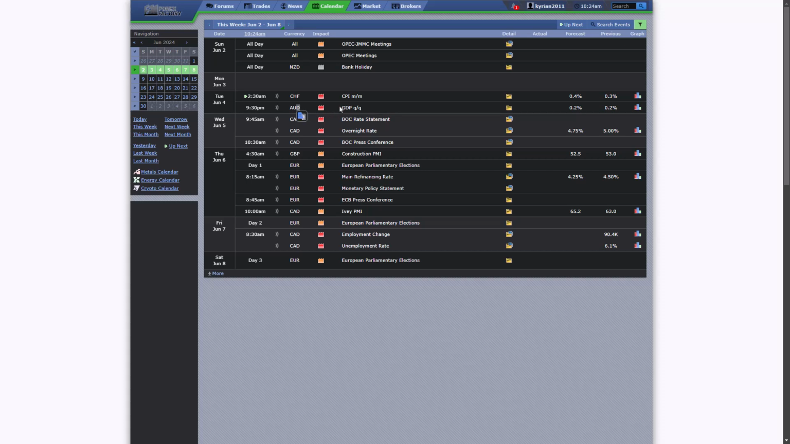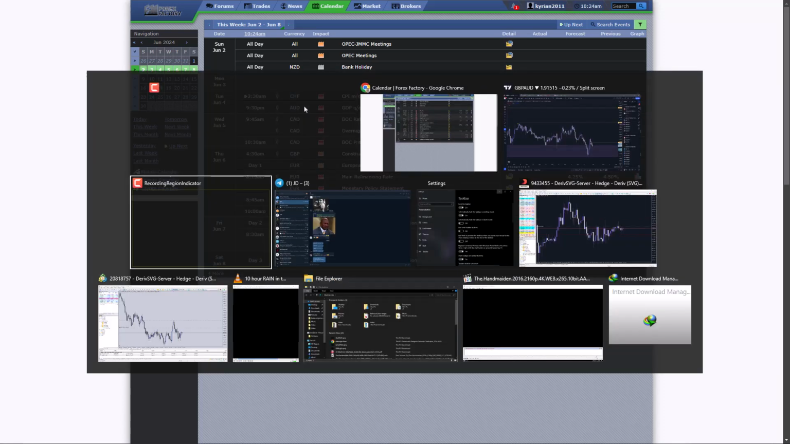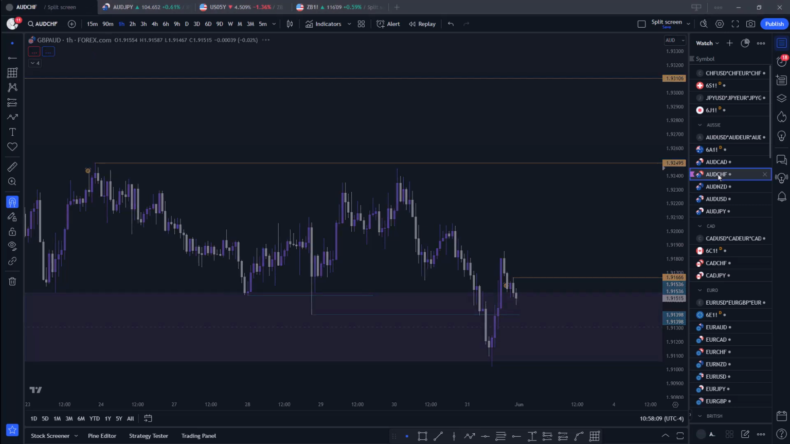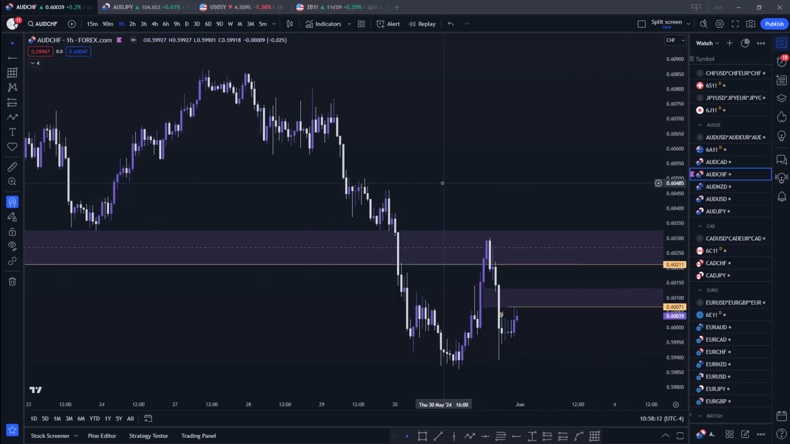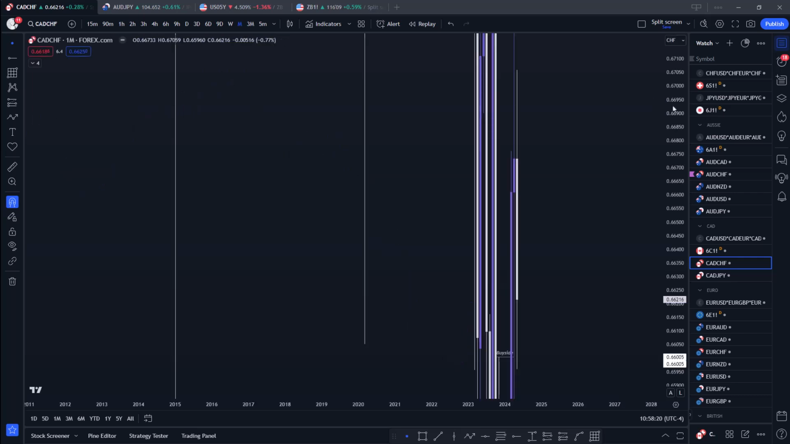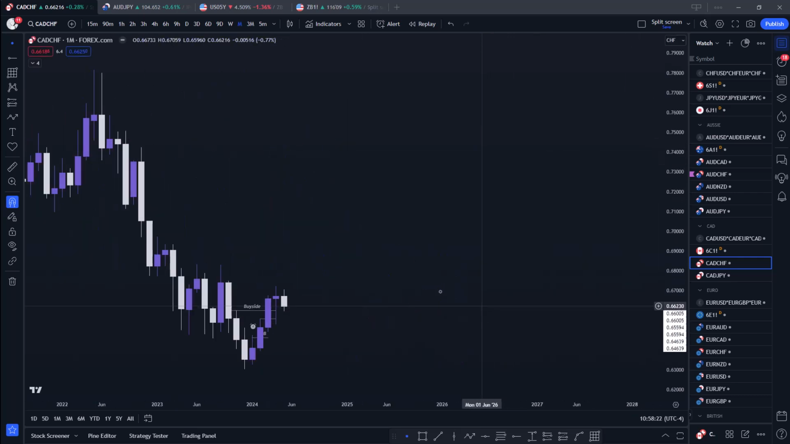I actually forgot that we were supposed to be looking at the Swiss. So let's quickly go back to the Swiss pairs. The Swiss fortunately isn't too much. I've already looked at AUD Swiss for you guys, and then CAD Swiss. Let's go to the monthly time frame.